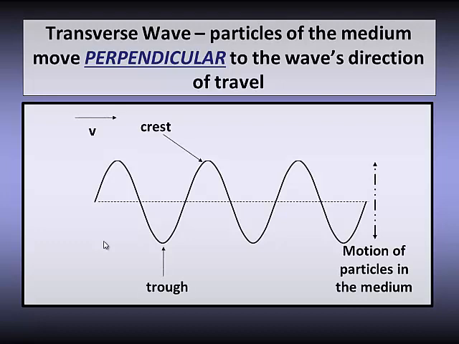Crests are the peak of a wave, troughs are the bottoms. The wavelength is the length between 2 points on the wave that are the same, like 2 crests or 2 troughs. And the amplitude is the height of the wave from that midline.